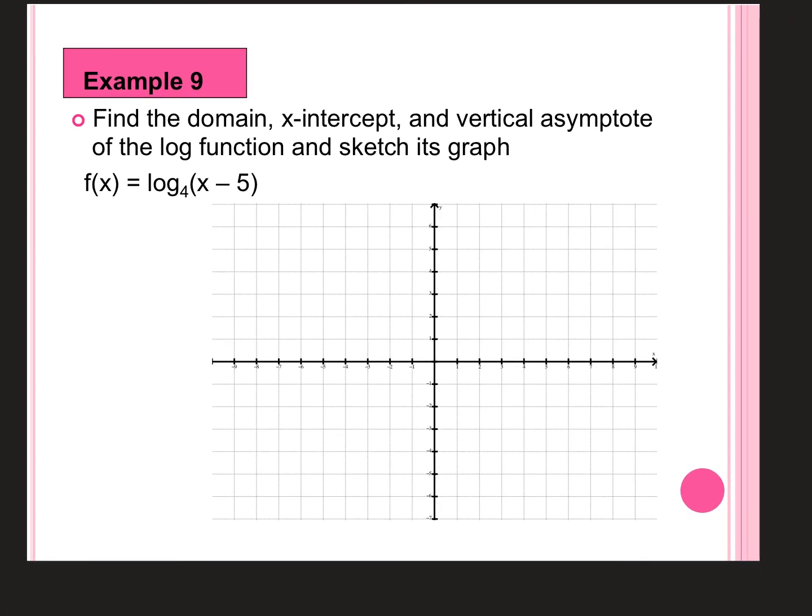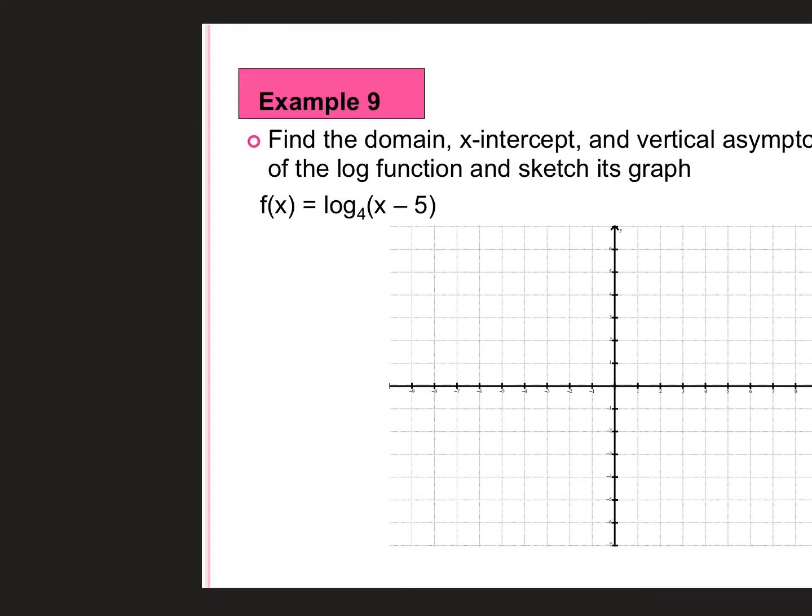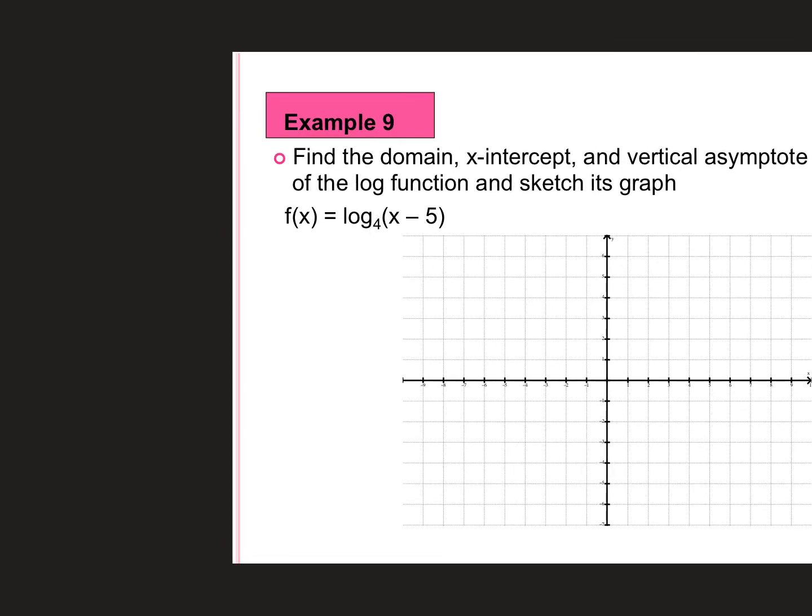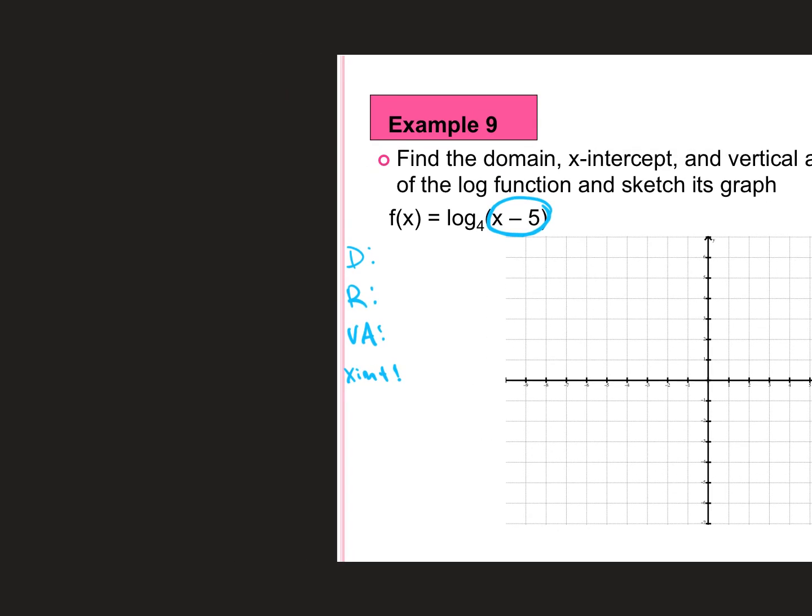All right, for the next one, we're going to find the domain, x-intercept, and vertical asymptote for our log function. To find the domain, range, vertical asymptote, and x-intercept, we want to start by finding the vertical asymptote. So we set what's inside the parentheses equal to 0. So x minus 5 is equal to 0. I'm going to add 5 to both sides. So x is equal to 5 is my vertical asymptote.